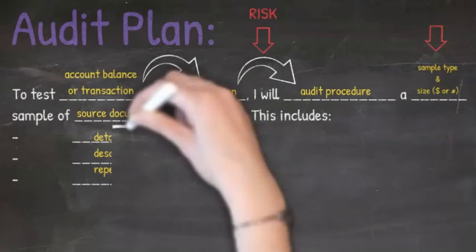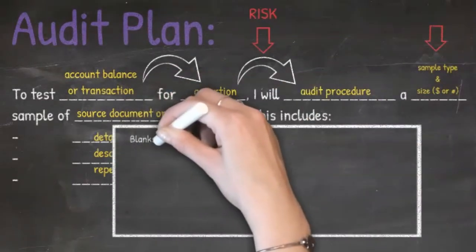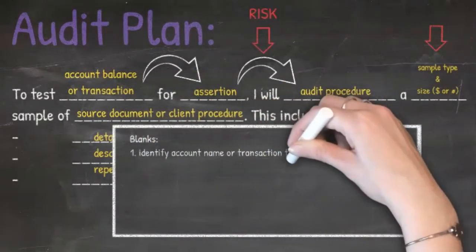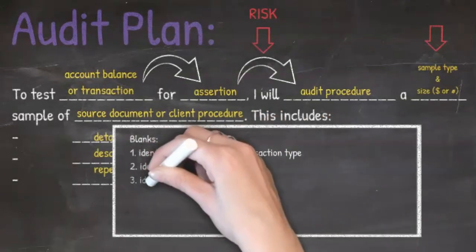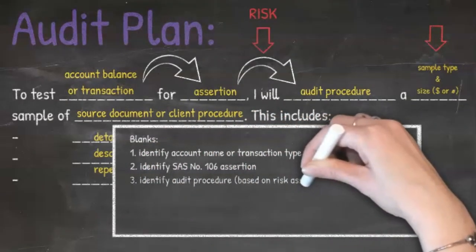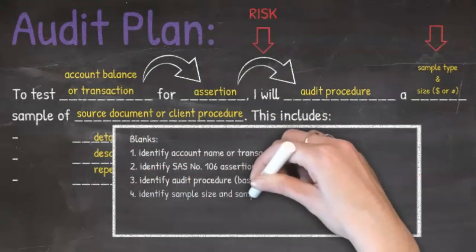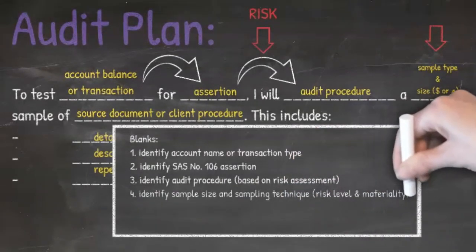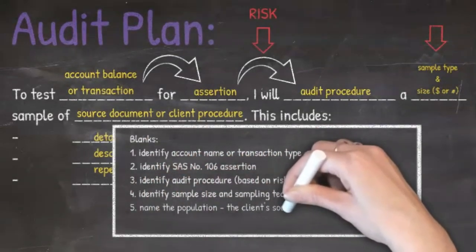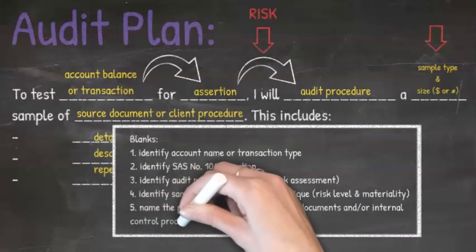To reiterate, the 5 blanks are: number 1, the name of the account balance or transaction; number 2, the name of the SAS 106 assertion; number 3, the name of the audit procedure or test; number 4, to identify the sample size and sample technique; and number 5, the name of the population from the client's accounting records or source document.